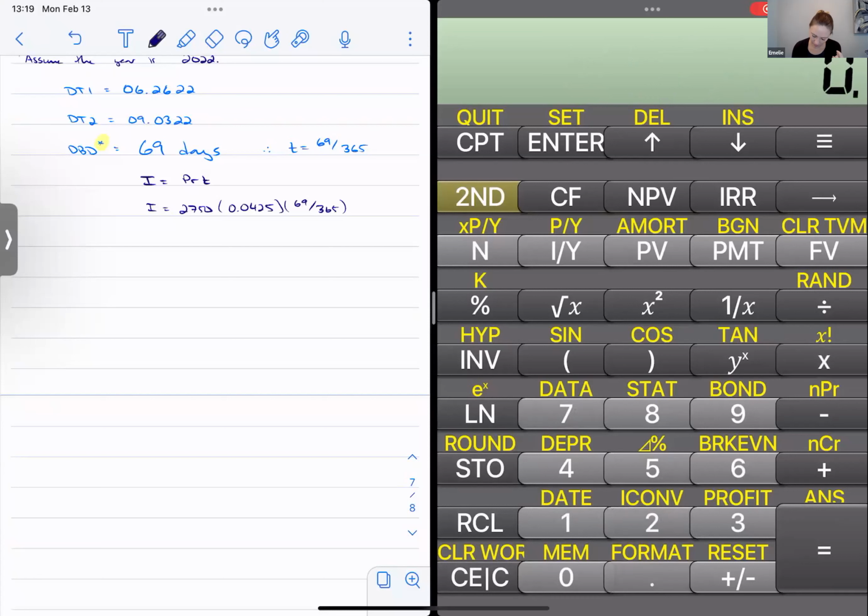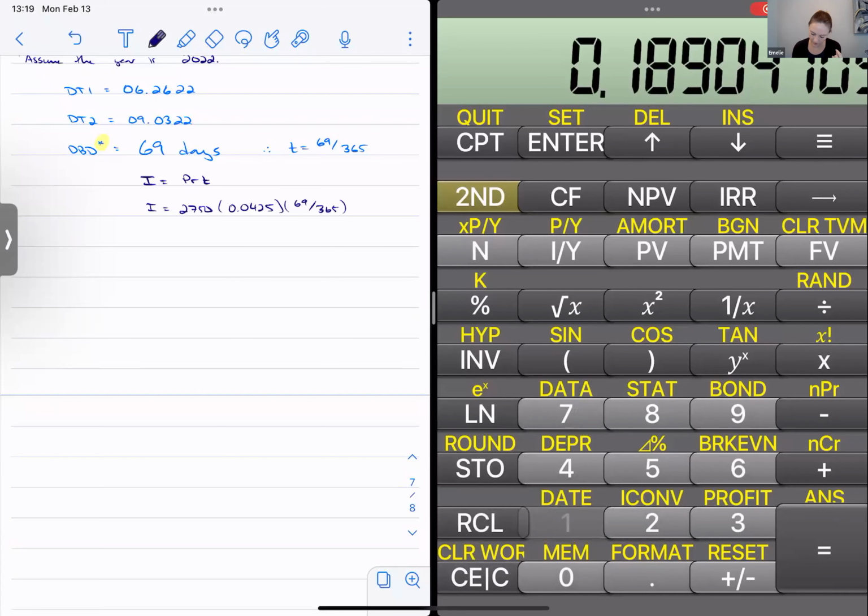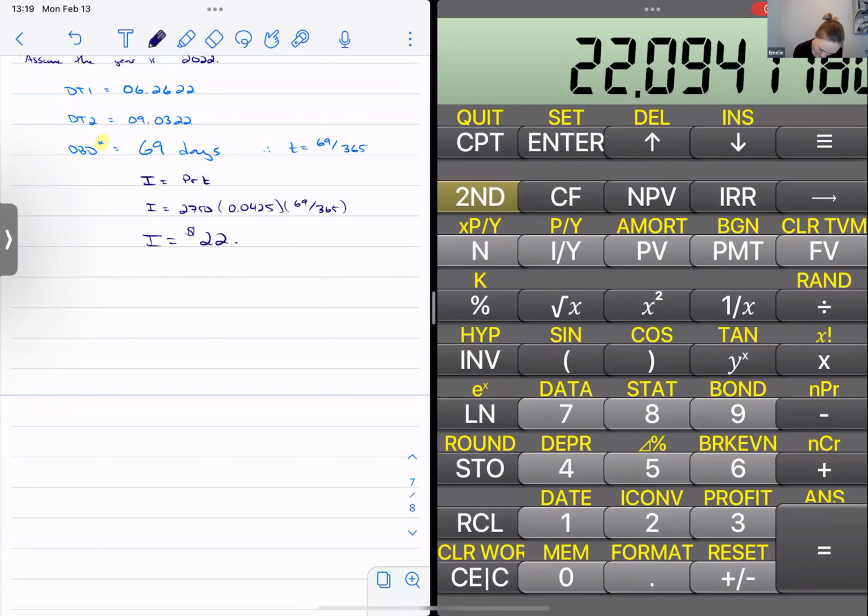2750 times 0.0425 times recall 1 equals. So the amount of interest, oh, I was looking at the wrong one. I get 22, or I'll do the full value first, 0.941780.